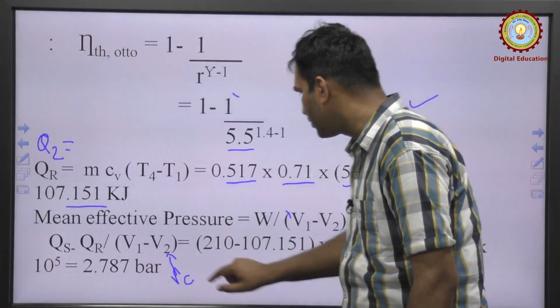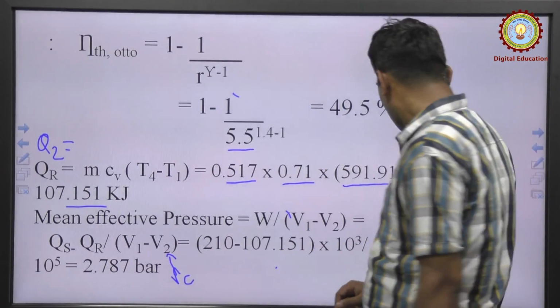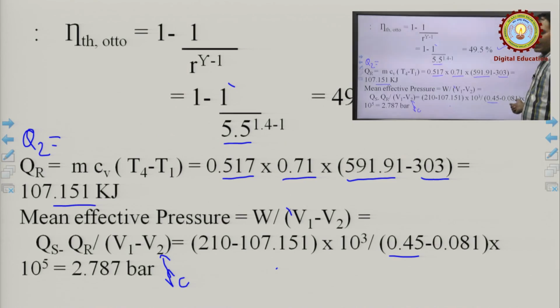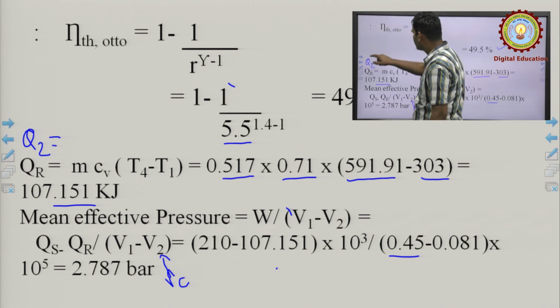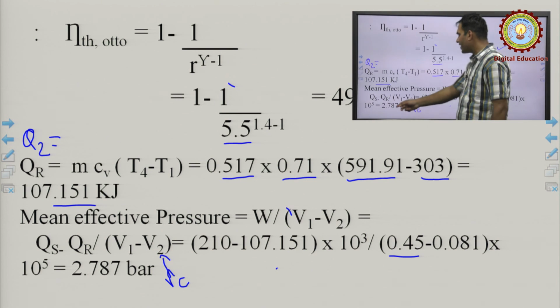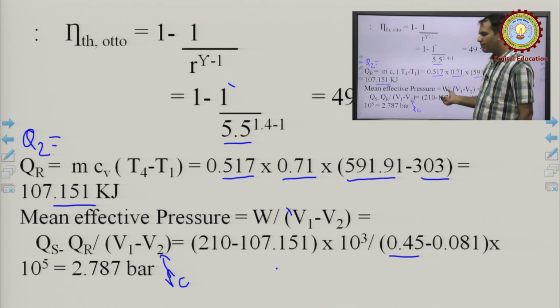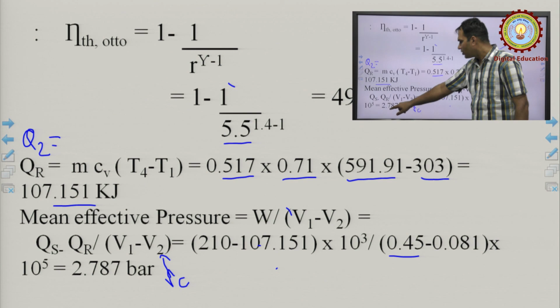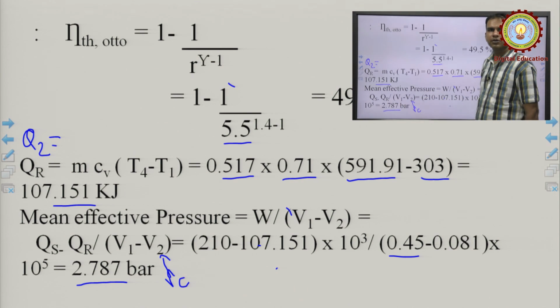V2, the clearance volume, we have calculated as 0.081 meter cube, and into 10 to the power 5 because we have converted the pressure into bar. So this value, the pressure, is coming in bar.